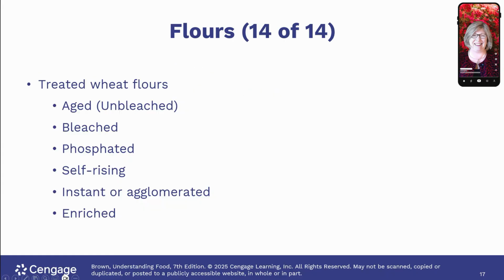Your treated wheat flours would be aged flour, which would be unbleached, bleached flour, which is typically what you see, phosphated flour, self-rising flour that has a leavening agent combined with the flour where you don't use a separate ingredient for leavening, instant flour, or enriched flour.